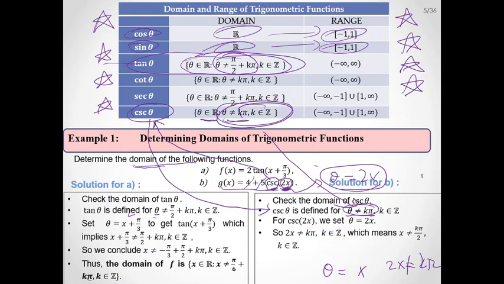Then I solve it. How do you solve such a thing? You just solve it as if it is an equation. So x is not k pi; you divide both sides by 2, and then you get this. x is in real numbers, but x cannot be k times pi over 2, where k is an integer. Pi over 2 is 90 degrees, so x can be anything but not the multiples of pi over 2.